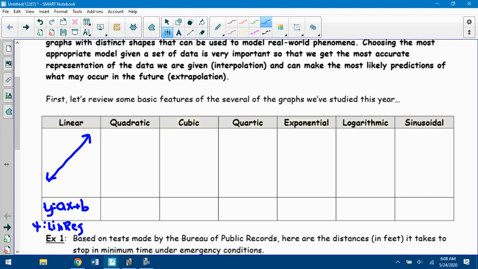Okay, quadratics, what does that look like? Right, a parabola. And those have the form y equals ax squared plus bx plus c. And that's choice 5 in that menu, called QuadReg.